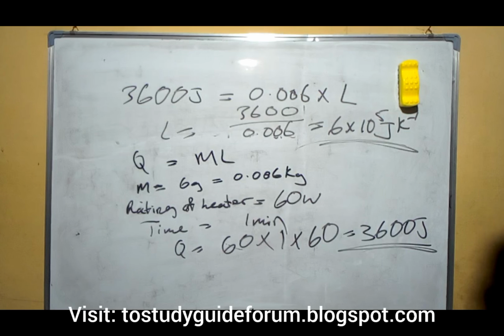That means the specific latent heat of vaporization of water is 6 times 10 raised to the power 5 joules per kg.